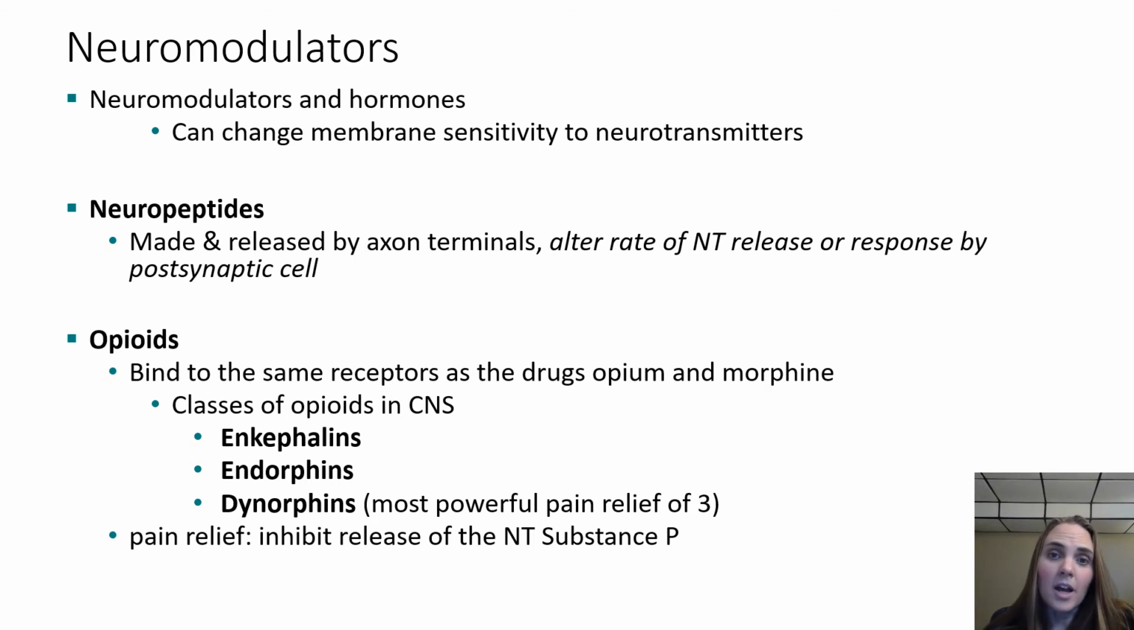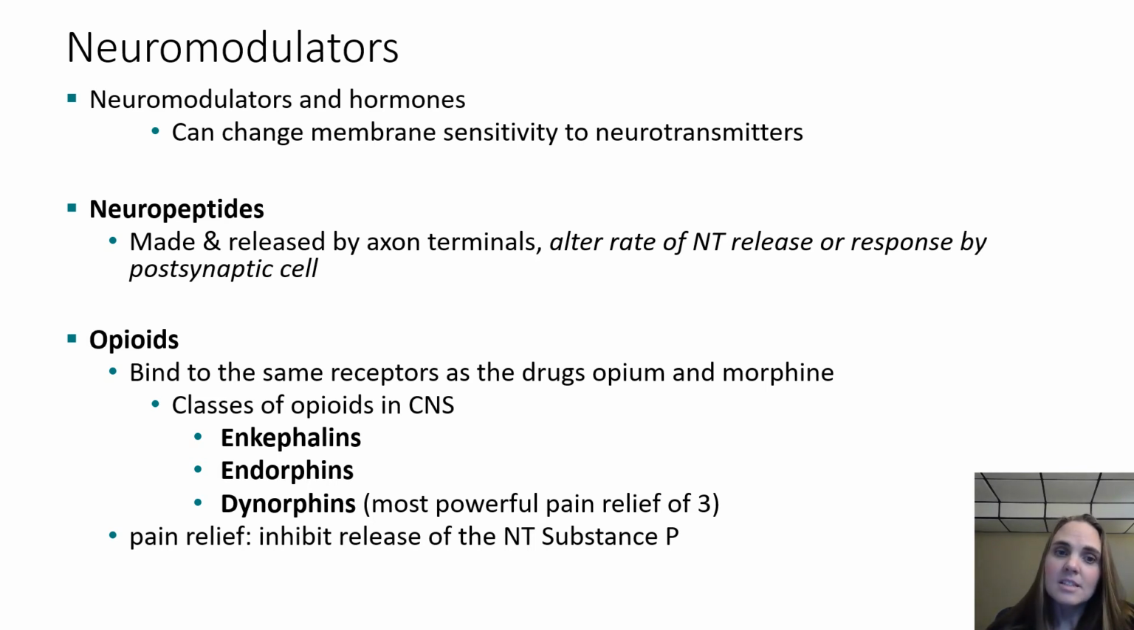Sometimes if a drug is close enough in structure to a naturally occurring substance, then we can have binding of the drug to the receptor for that naturally occurring substance. So in our body, we do have opioids that are naturally occurring, and we have three different classes of opioids: enkephalins, endorphins, and dynorphins, and the dynorphins are the most powerful. These opioids naturally can provide pain relief, just like the drugs opium and morphine can.